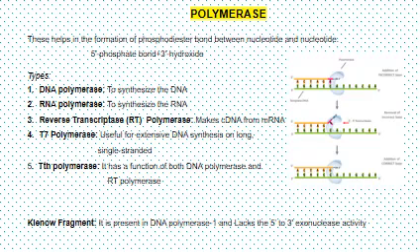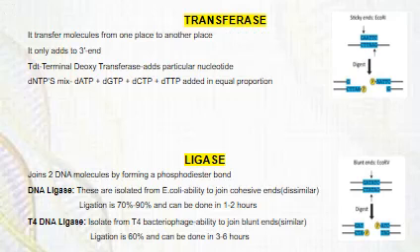Klenow fragment is present in DNA polymerase 1 and lacks the 5' to 3' exonuclease activity. It was first reported in 1970, and retains the 5' to 3' polymerase activity and 3' to 5' exonuclease activity for removal of incorrect nucleotides and proofreading, but loses its 5' to 3' exonuclease activity.